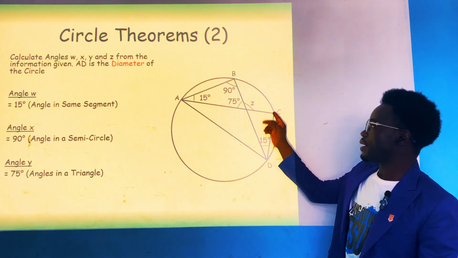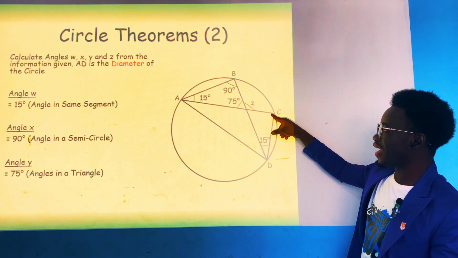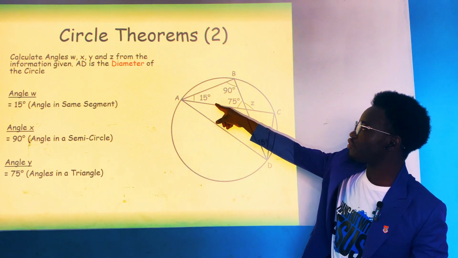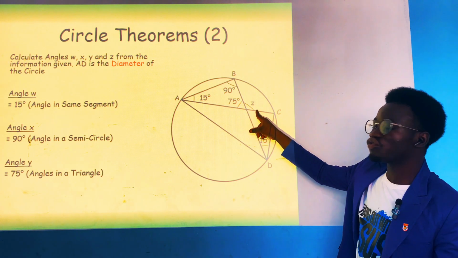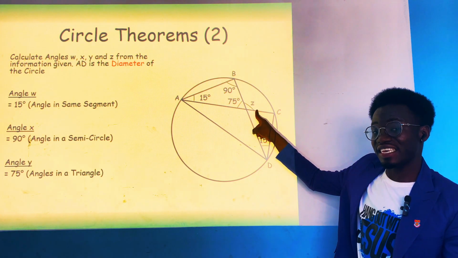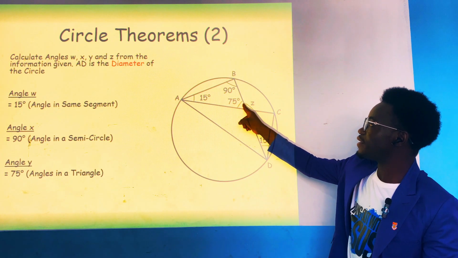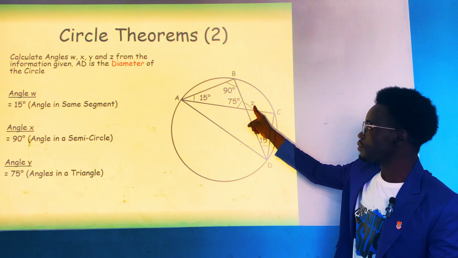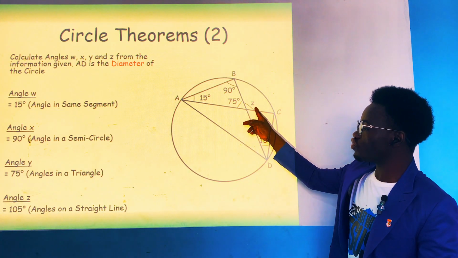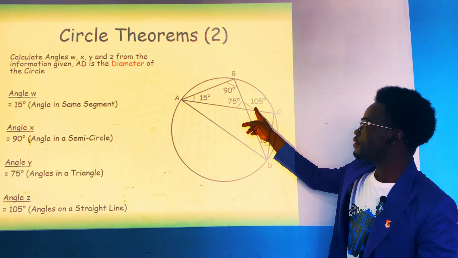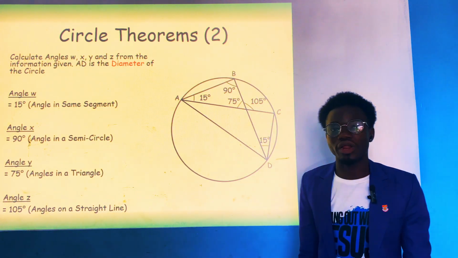Now, that was Z. But you can also see that it is on a straight line over here. It is on what? A straight line. So it means that when I sum whatever that is here, it should give me 180 degrees. So now, if here is 75, then here will be what? We can find that. So here is going to also be 105 degrees. Angles on a straight line sum up to 180 degrees.